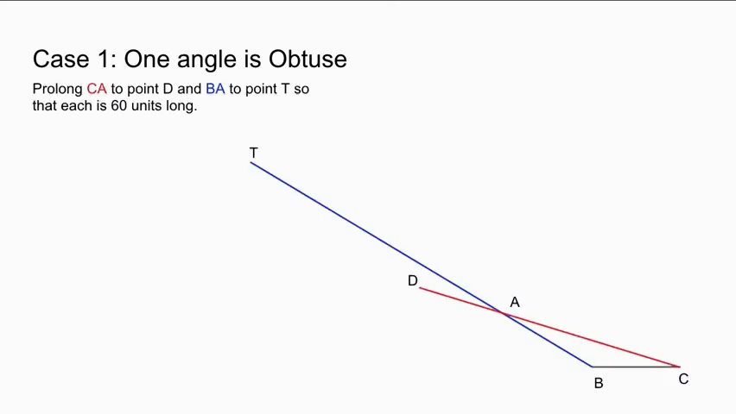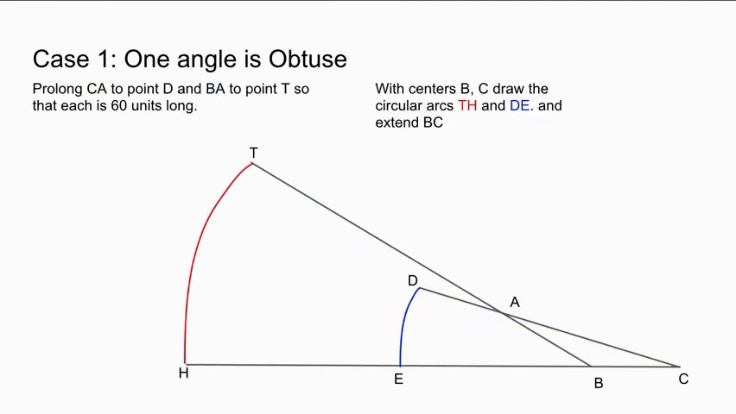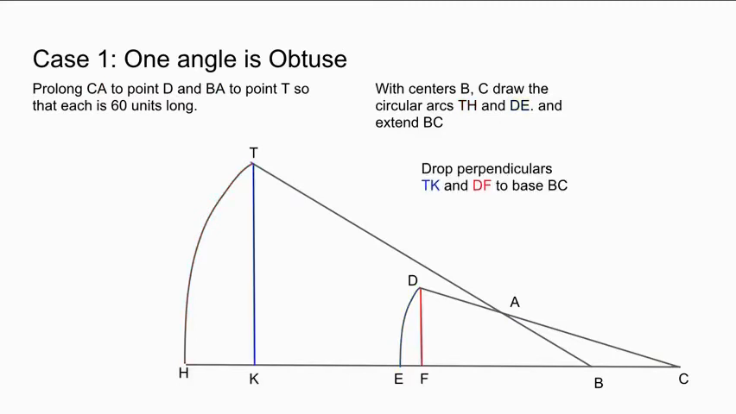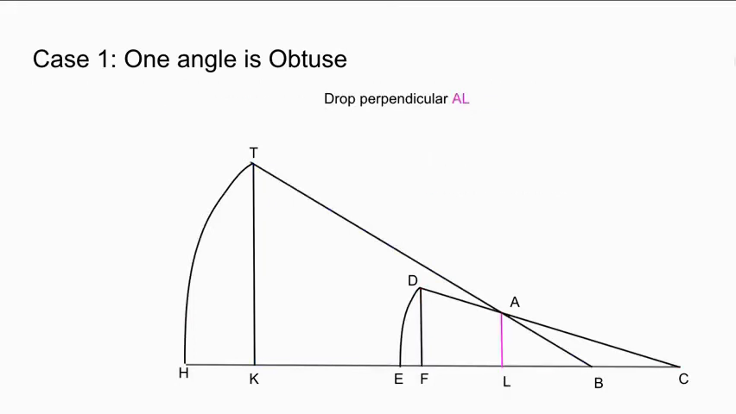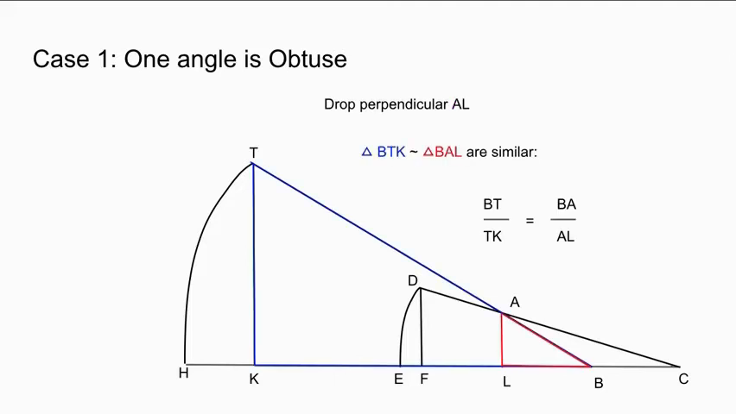First, prolong CA to point D and BA to point T so that each is 60 units long. With centers B and C, draw the circular arcs TH and DE and extend BC. Now, draw perpendiculars TK and DF to base BC. Draw perpendicular AL. Triangle BTK is similar to triangle BAL.